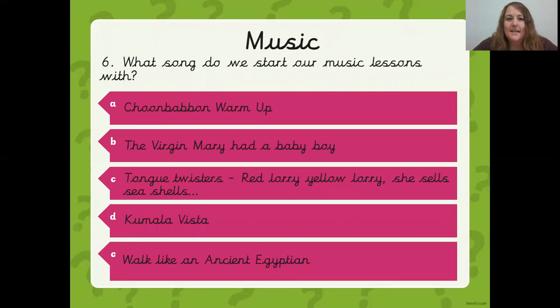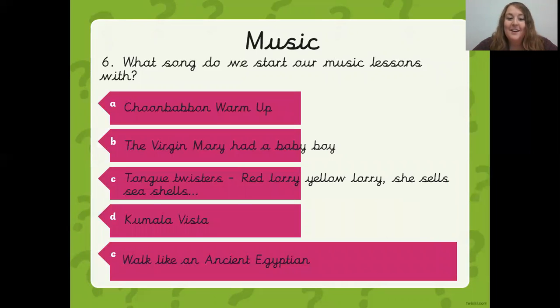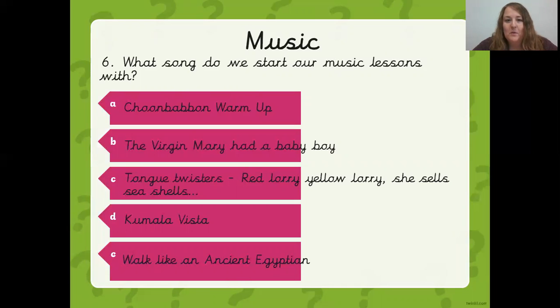Okay, music, number 6. What song do we start our music lessons with? Is it a tune, baboon warm up? The Virgin Mary Had a Baby Boy? Tongue twisters like Red Lorry, Yellow Lorry, and She Sells Seashells? Cum La Vista? Or Walk Like an Egyptian? Which one did we start off with this week?